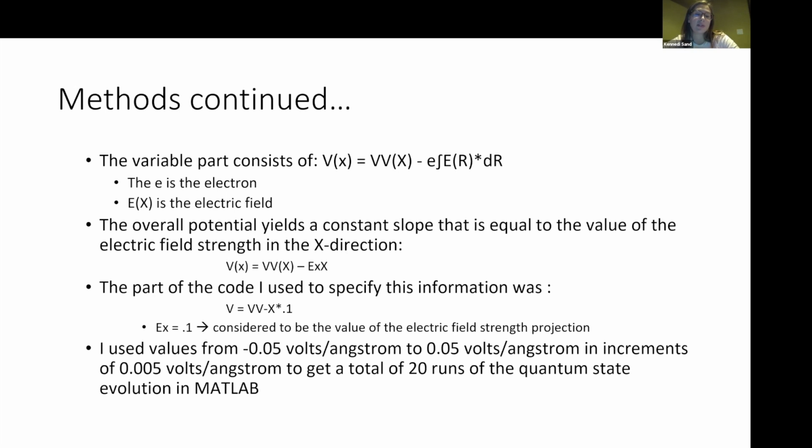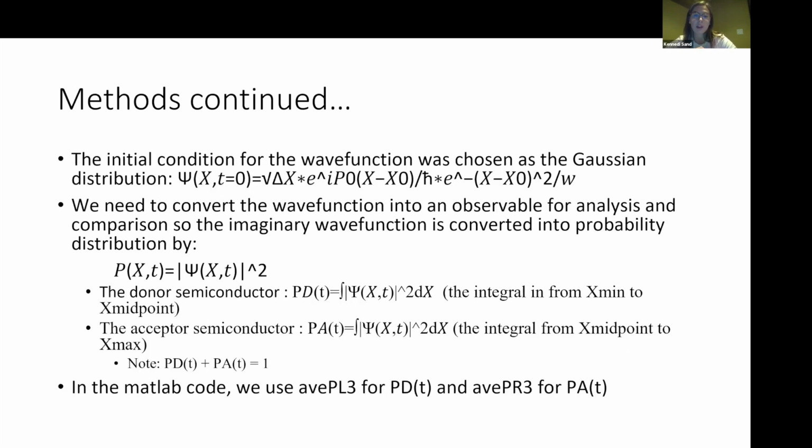I used values that ranged from negative 0.05 volts to 0.05 volts, and I incremented them by 0.005 volts to get a total of 20 runs of the quantum state evolution in MATLAB. Just to note, the initial condition for the wave function was chosen as the Gaussian distribution, which is that equation right there. And then we needed to convert this wave function into an observable for analysis and comparison.